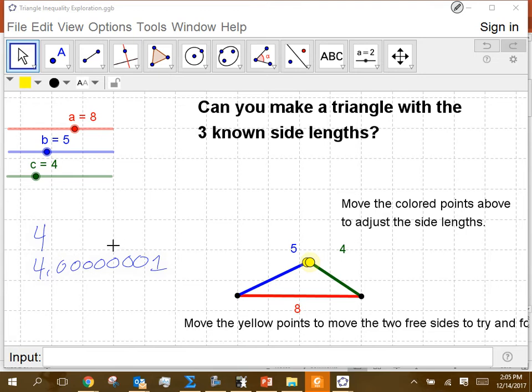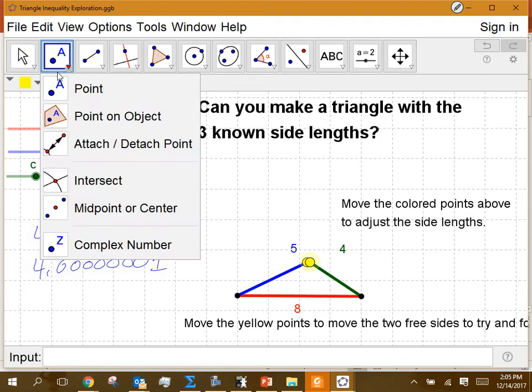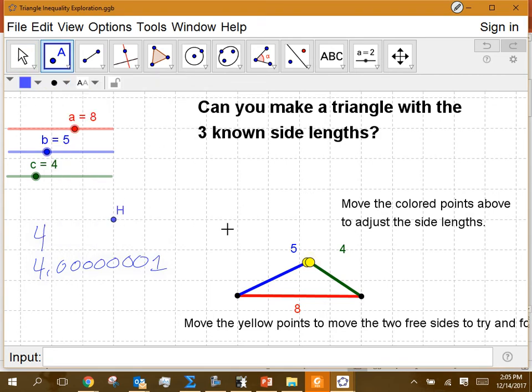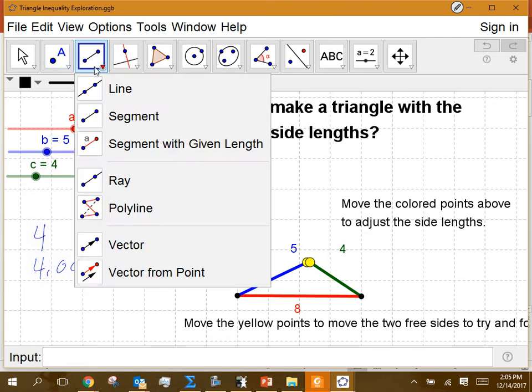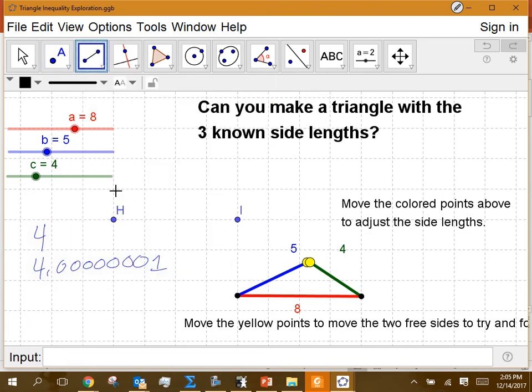Except that triangle is going to be a very, very compressed or shortened triangle. I actually put the point on that line. I didn't want to do that.